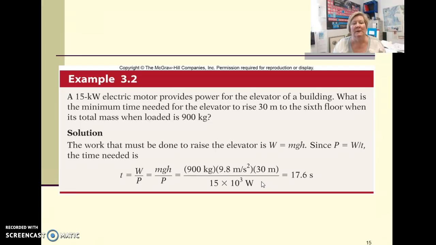Well, 15 kilowatts, we need to actually be in watts. So that's the same as 15,000 watts, which they have written in this example here as 15 times 10 to the third watts. That's just the same thing as 15,000 watts. And you do the math on your calculator and you get 17.6 seconds.